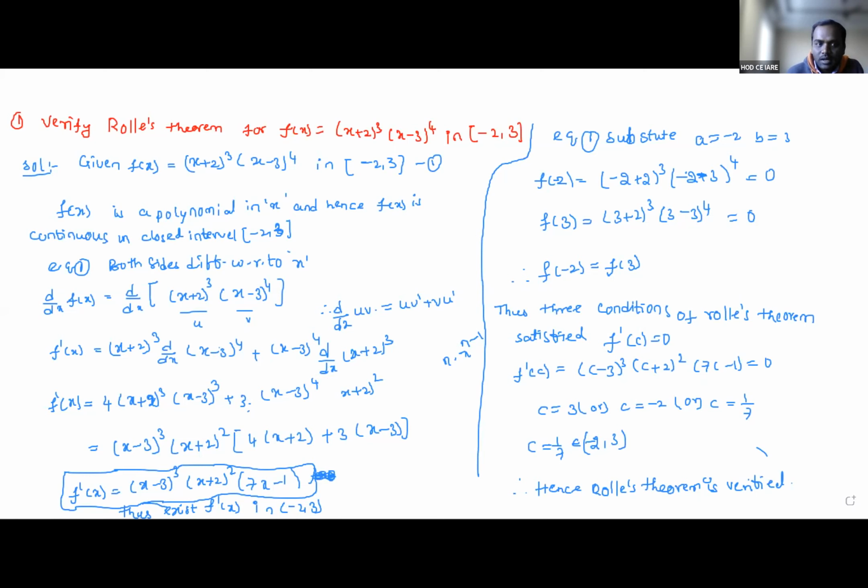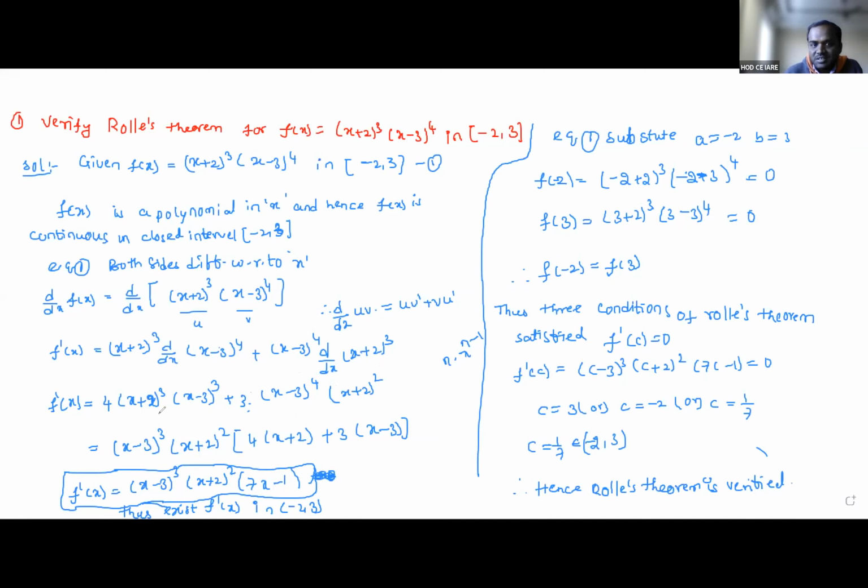So here we have 4 into (x plus 2) whole cube into (x minus 3) whole to the power of 4 minus 1. 4 minus 1 is 3, so (x minus 3) whole cube. And (x plus 2) to the power of 3 minus 1, 3 minus 1 is 2, so (x plus 2) whole square.